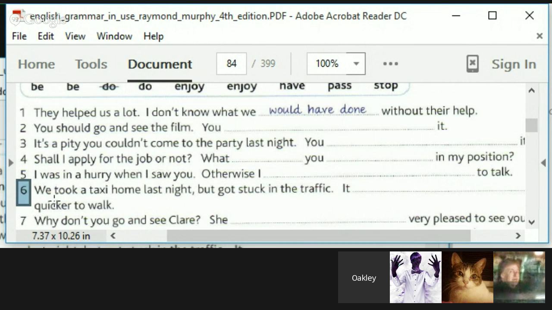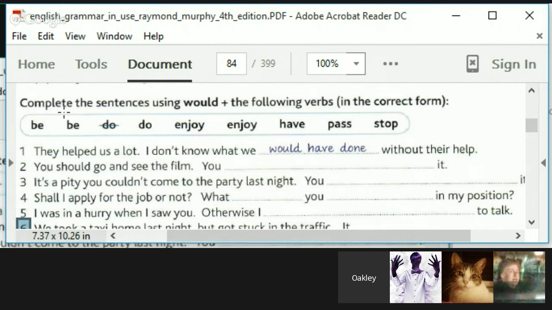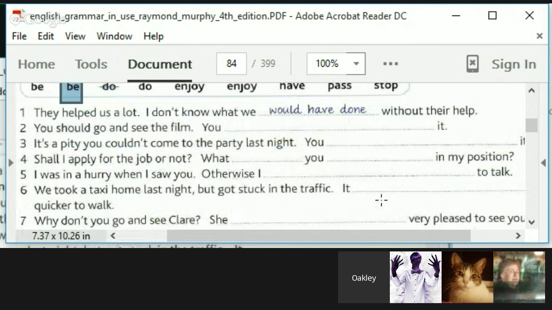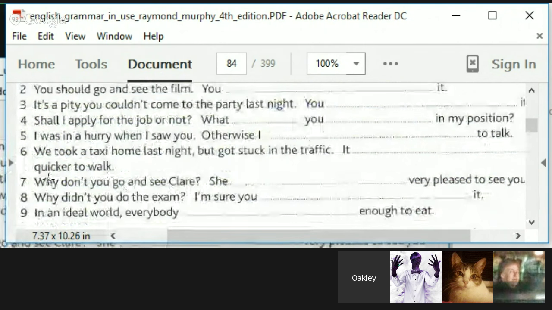Moving on, number 6. We took a taxi home last night, but got stuck in the traffic. It would have been quicker to walk. Yes, okay, B. Would have been the verb to be, and then the comparative quicker. So if you're following it with an adjective there, it's going to be the verb to be.